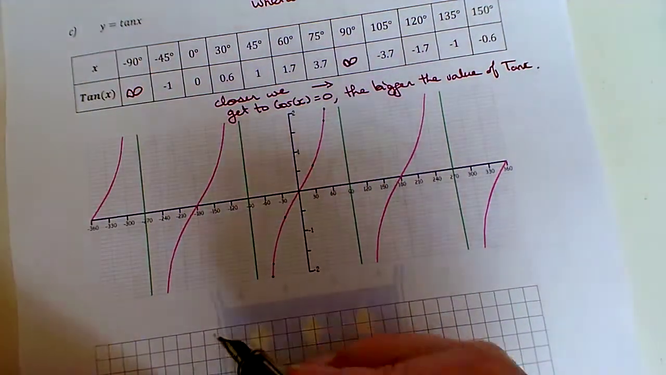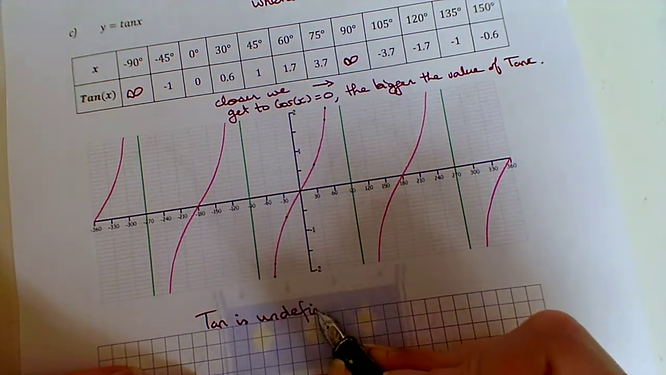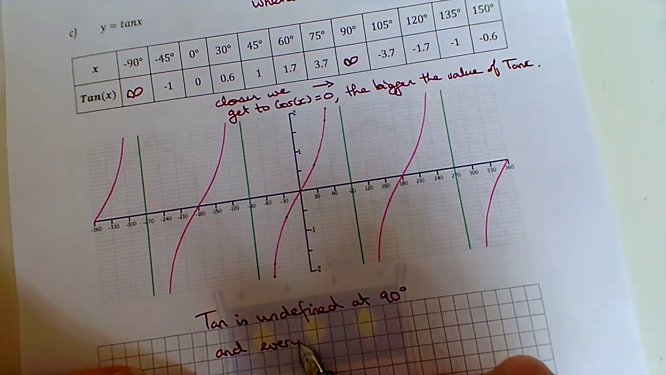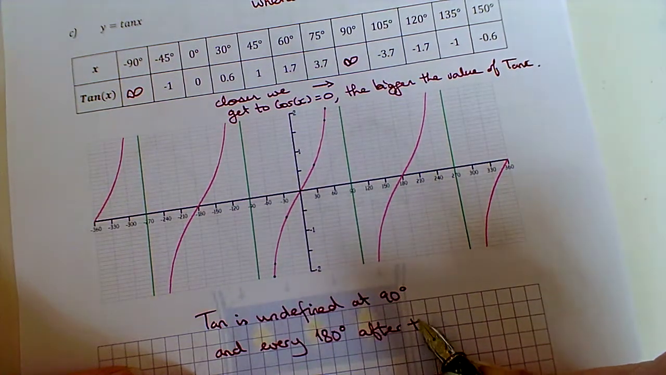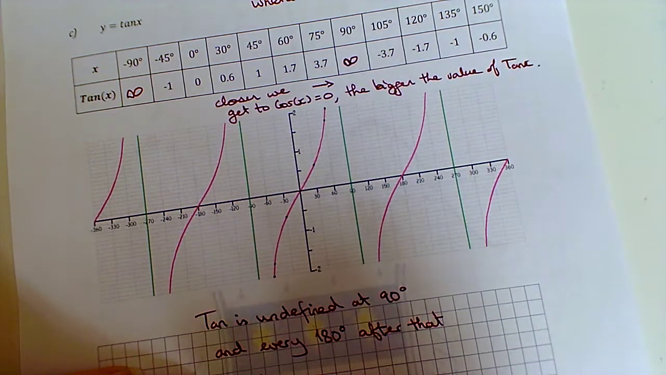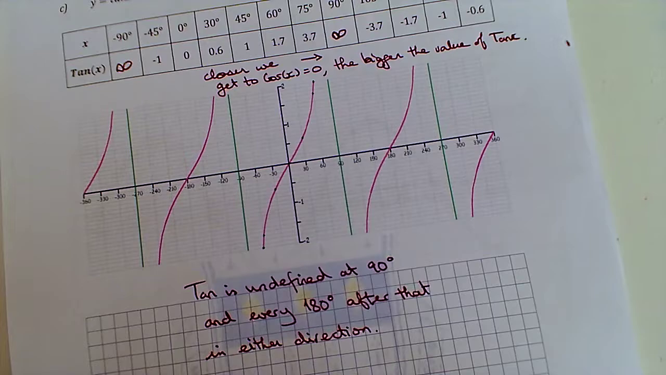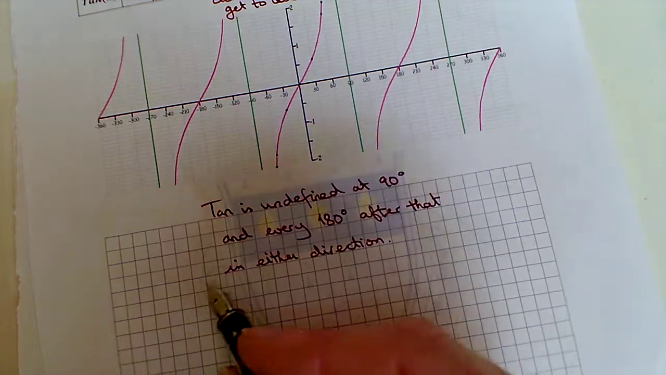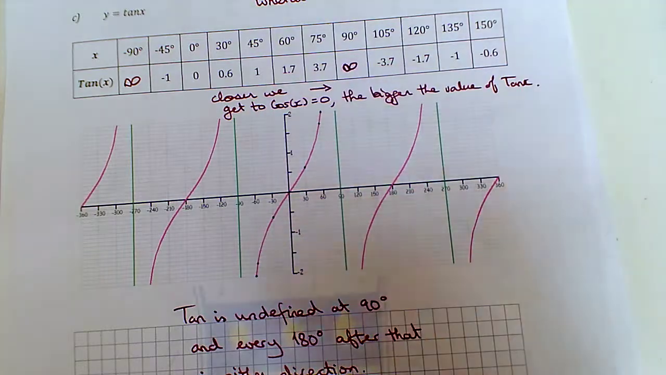So tan is undefined at 90 degrees and every 180 degrees after that, in either direction. Now that's pretty much all you need to know about the graph of tan of x. So it has a completely different shape to sine and cosine. Sine and cosine being these lovely wave shapes. Tan of x, I guess it's a wave, but it looks like kind of a skewed thing here.